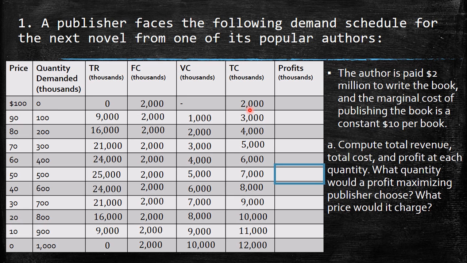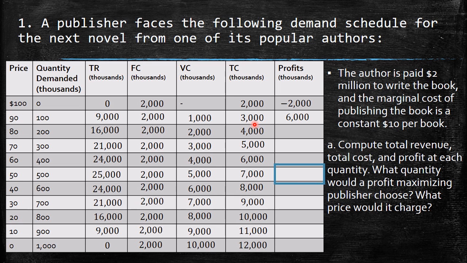It's going to be 0 minus 2000. Naturally, because we have here thousands, the profit is going to be thousands again. So that is going to be minus 2000, which is going to be at the end of the day minus 2 million, because you don't produce anything, but you still need to pay the author. So that is going to be this one, because you don't sell anything.